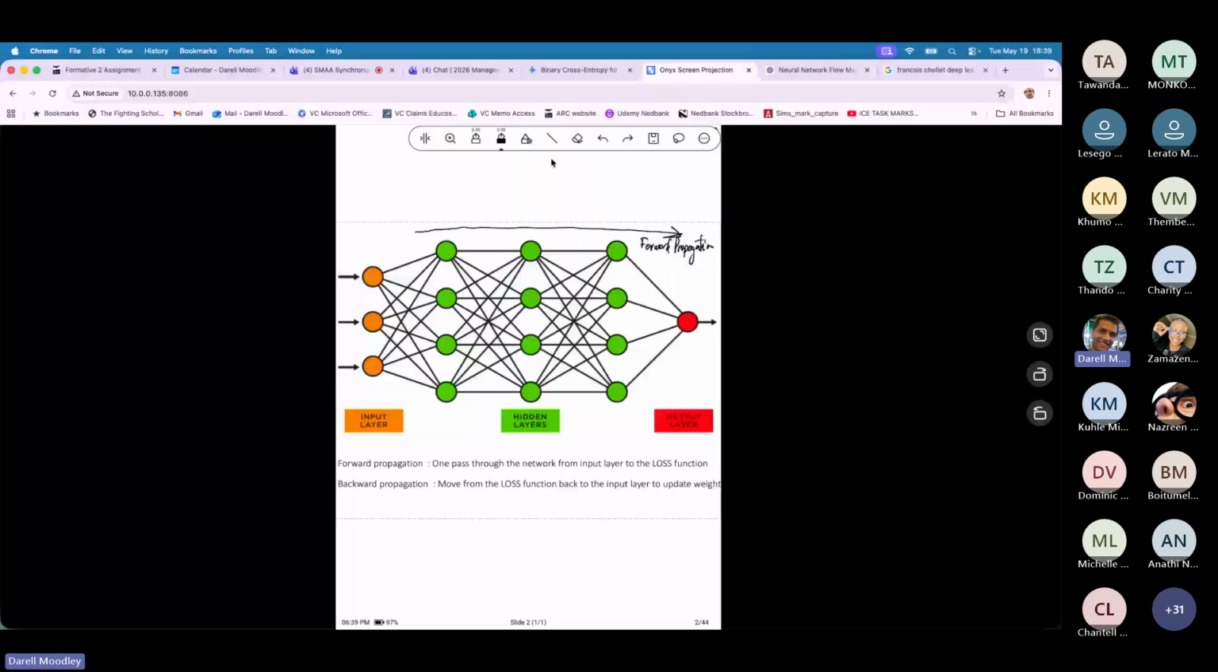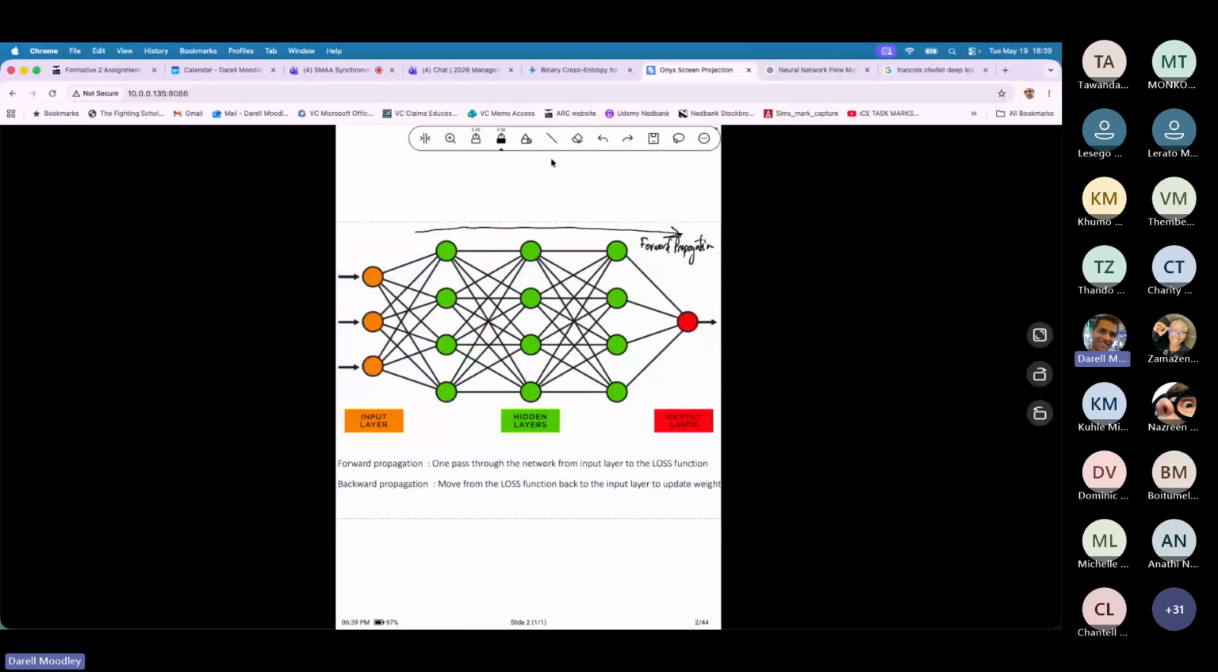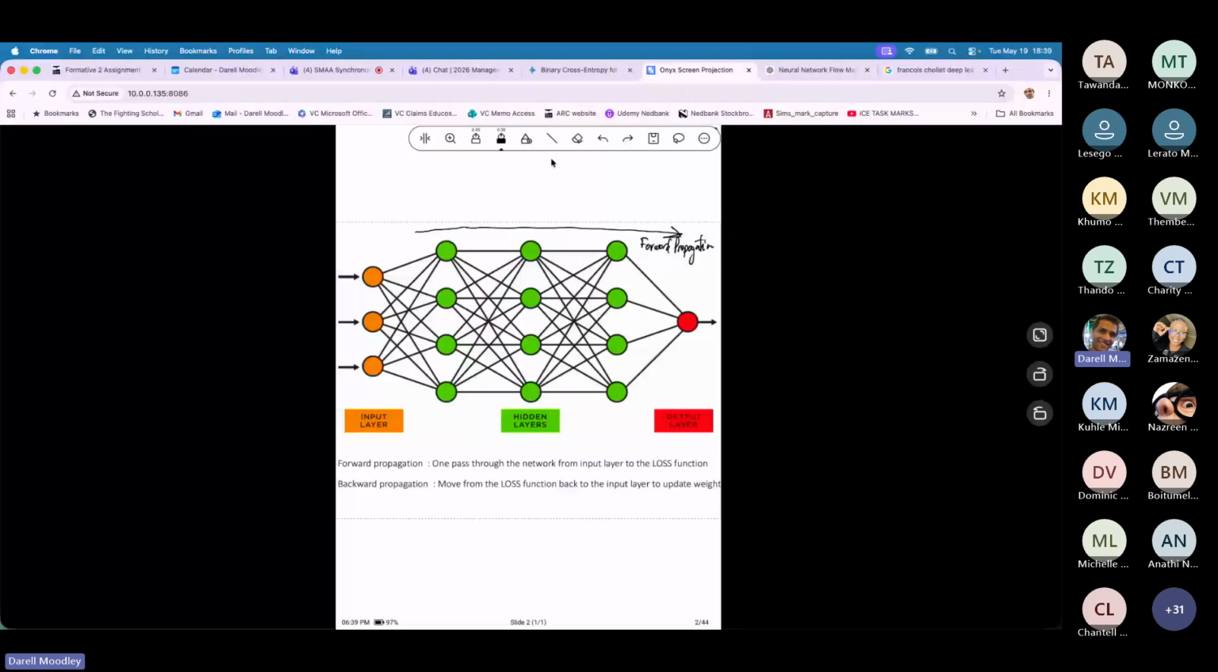Once you determine that, then we have the backward propagation. So as the name says, we start doing calculations going in the other direction, this way. This is the backward propagation step. And I'll explain what that's used for.